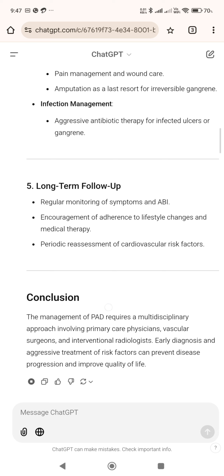Conclusion: the management of PAD requires a multidisciplinary approach involving primary care physicians, vascular surgeons, and interventional radiologists. Early diagnosis and aggressive treatment of risk factors can prevent disease progression and improve quality of life.